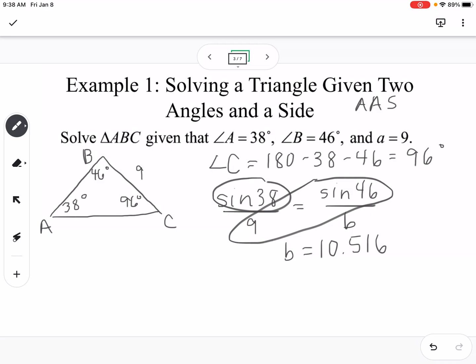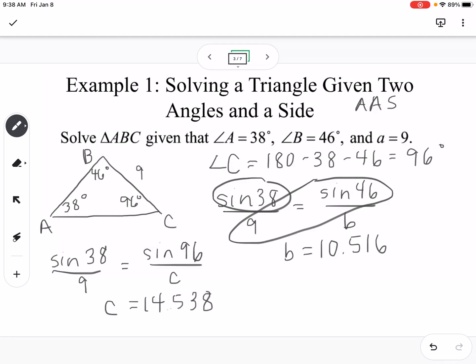Just be careful when you're doing the assignment that you're rounding to the correct place value. Okay, then I'm going to go back and use the same given to find c. So I'm going to say sine of 38 over 9 is equal to sine of 96 over c. Again, cross multiply and divide, and we find out that c is 14.538. Okay, so that is kind of the basics of law of sines.